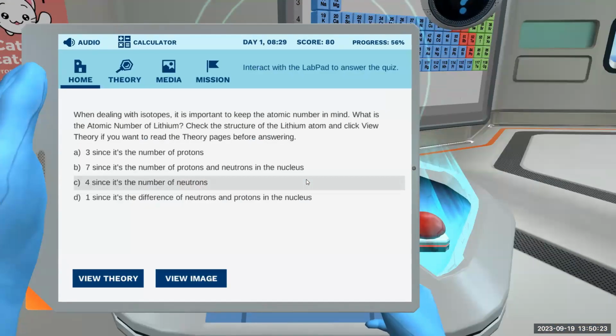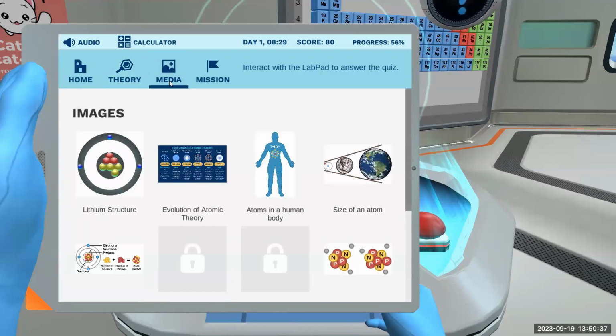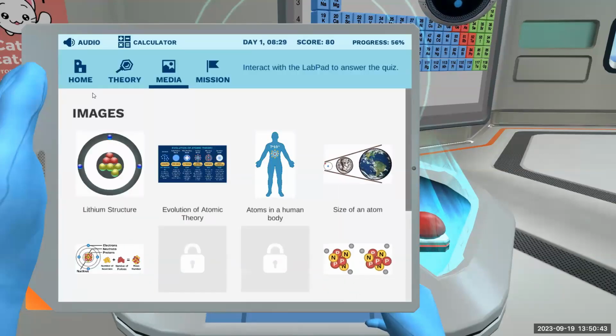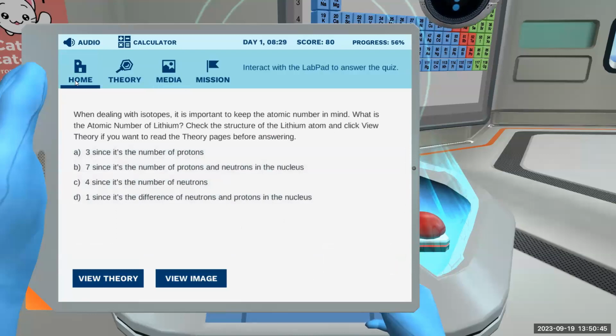When dealing with isotopes, it is important to keep the atomic number in mind. What is the atomic number of lithium? Check the structure of the lithium atom and click View Theory if you want to read the theory pages before answering. Option A, 3 since it's the number of protons. Option B, 7 since it's the number of protons and neutrons in the nucleus. Option C, 4 since it's the number of neutrons. Option D, 1 since it's the difference of neutrons and protons in the nucleus.